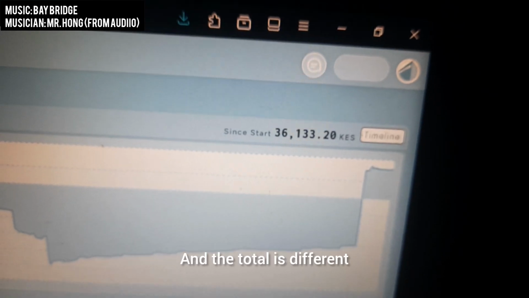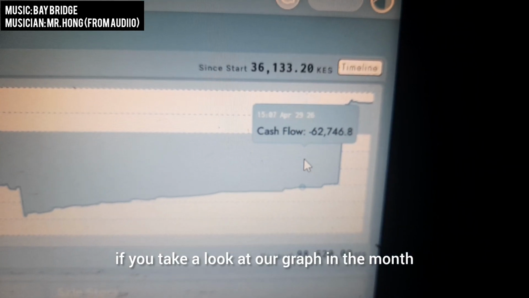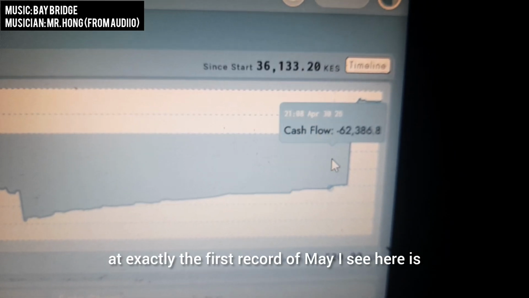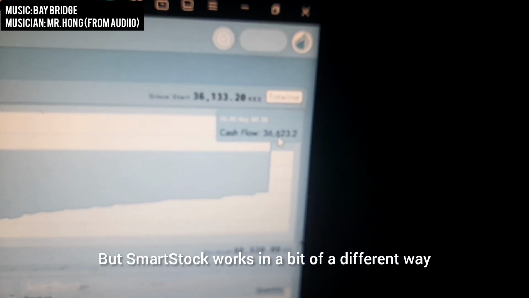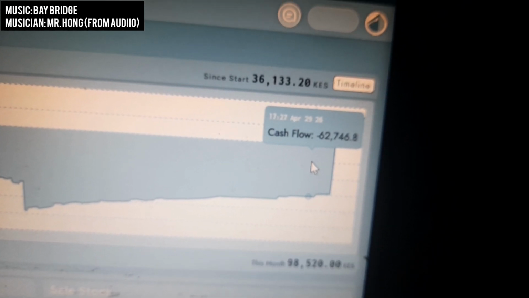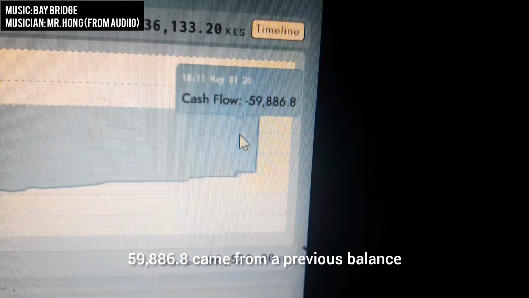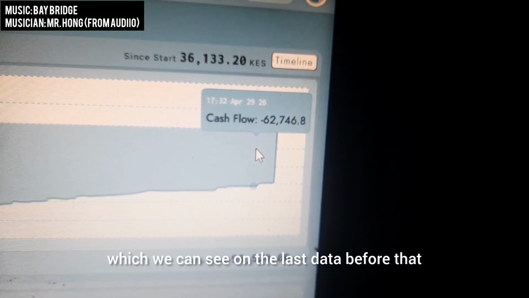Now, let's look at why for this month and the total is different. If you take a look at our graph in the month of May, at exactly the first record of May, I see here that's the first record of May. But SmartStock works in a bit different way. The balance that you see here comes from a previous balance. So this 59,886.8 came from a previous balance, which we can see on the last data before that.